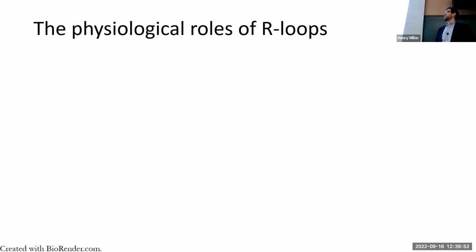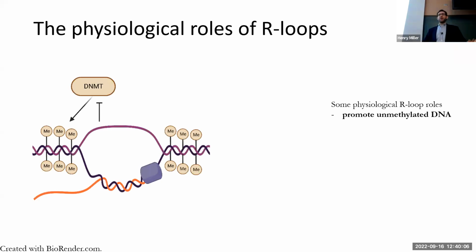Okay, in the decades since that study came out, there have been a variety of studies that have revealed numerous physiological roles for R loops. These include, again, promoting unmethylated DNA, and that happens by blocking the activity of DNMT3B1, but also by promoting the activity of GADD45A and TET, which can lead to active demethylation of the DNA.